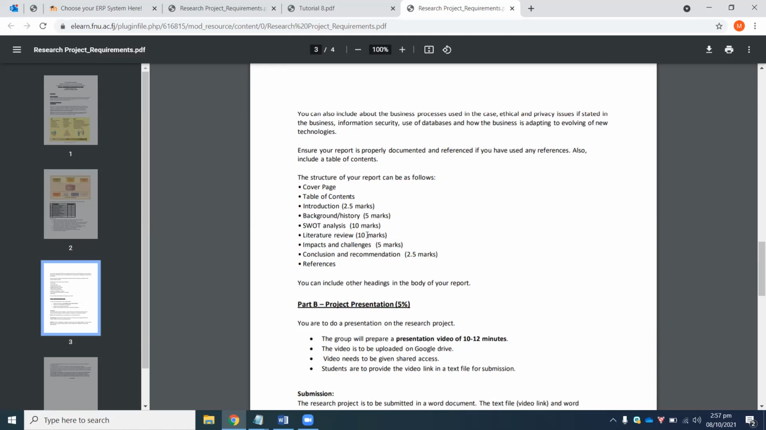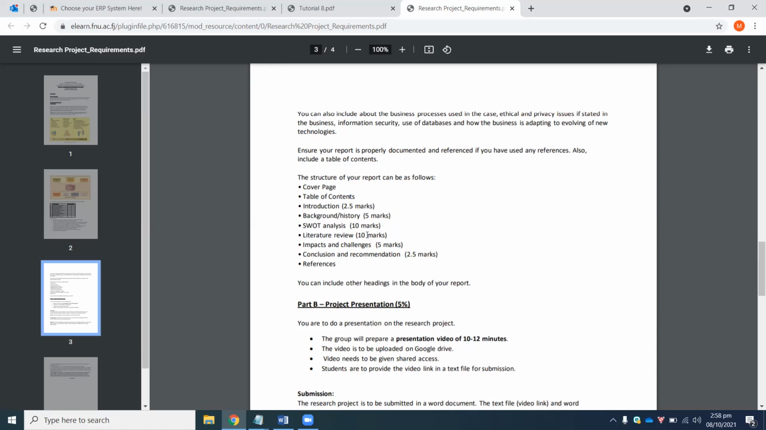Right, so you have an introduction, where you can introduce the ERP system and the organization, and then you'll have to do a background and history. The background and history carries 5 marks, out of which you can halve it, 2.5 for the ERP system and 2.5 for the organization that uses the ERP system and how it has implemented the ERP system. And then SWOT analysis, 5 marks for pre and 5 marks for post implementation.